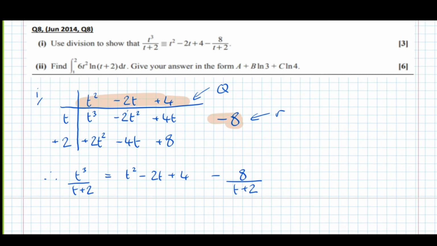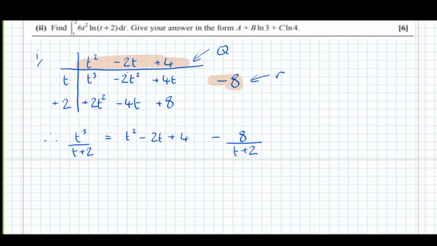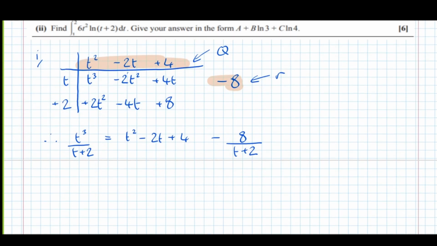If you're unsure about polynomial division, go back to the lesson that I did on it. I think it was one of the first lessons I did, and all the resources there. Watch the video, do the exercises. So I'm going to give you a moment to do that bit now. So we've proved this here. That has to be useful in part 2, otherwise they wouldn't have asked us to do it. So take a moment.